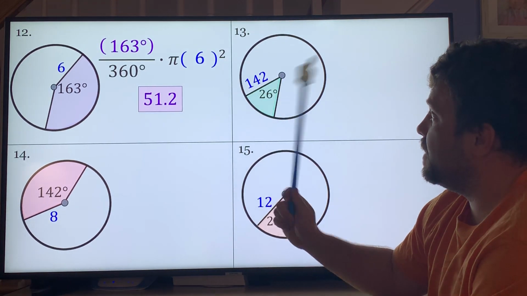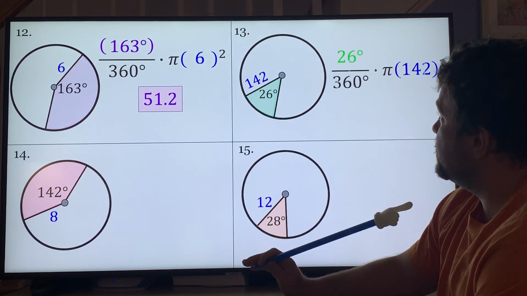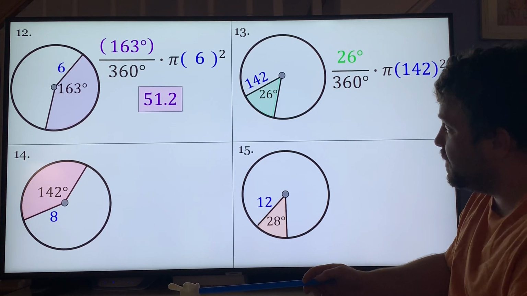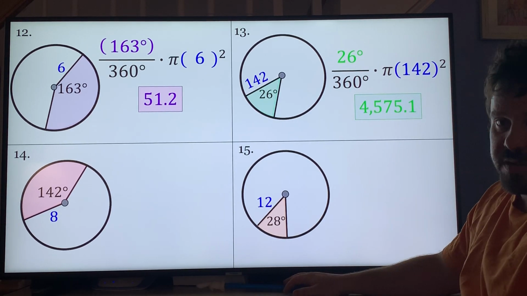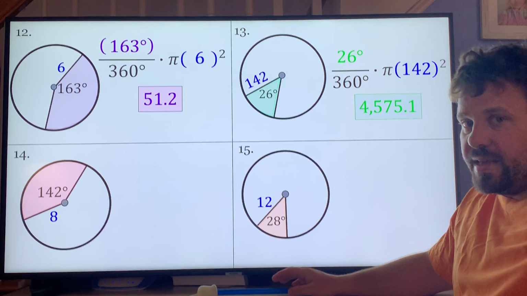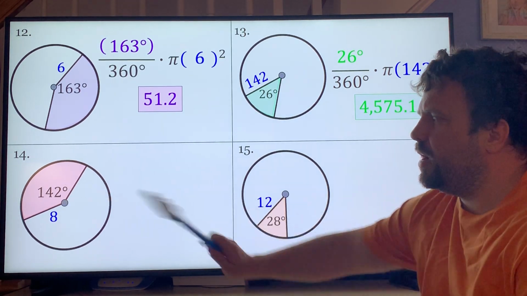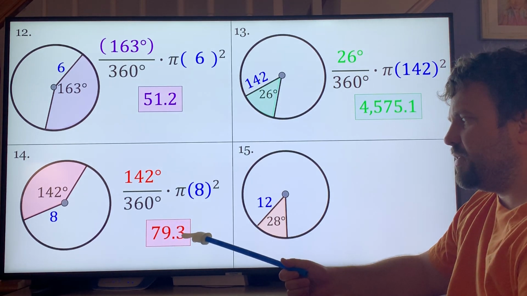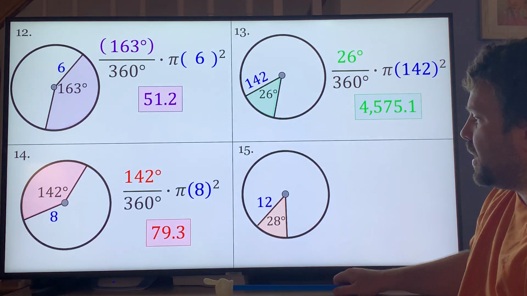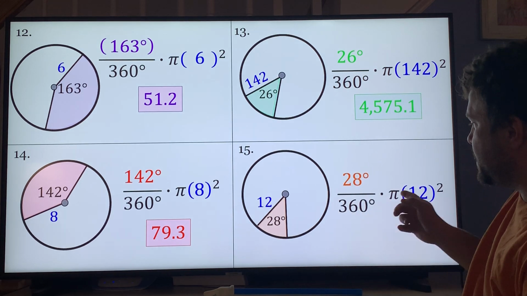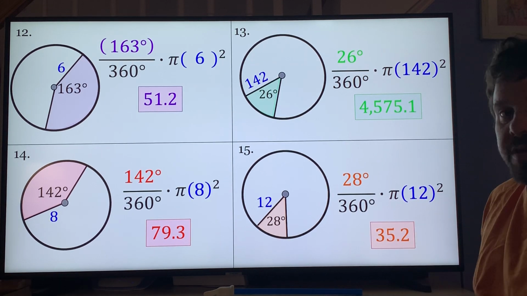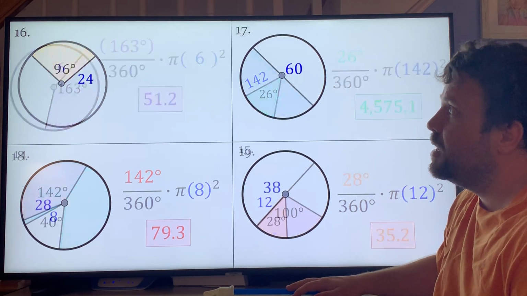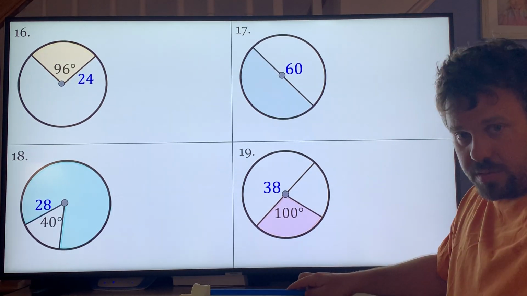All right, right here. What's our angle? 26 divided by 360 times pi, 142 squared. Type in your calculator, 4,575.1. Easy. All this stuff is very simple. Right here, 142 divided by 360 times pi, 8 squared, 79.3. And then problem number 15, 28 divided by 360, pi 12 squared, 35.2. Notice, same exact formula every single time. Very simple. All right, once you guys try these four, pause.